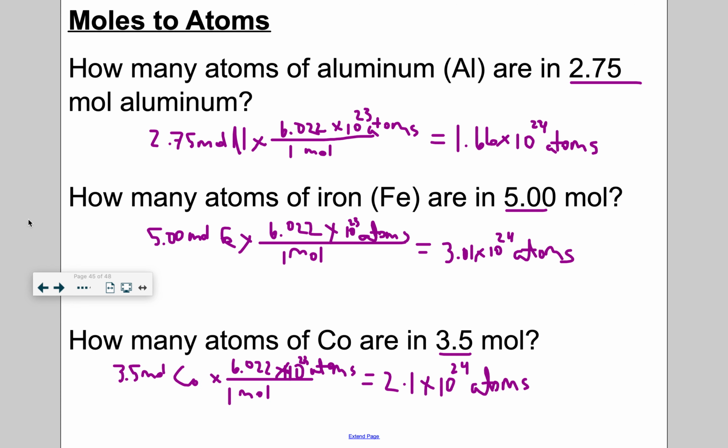All right, so that's going from atoms to moles and moles to atoms. The next time I see you, we will talk about going from grams to moles to atoms and atoms to moles to grams. So that's going to set up 2 conversion factors. Everything we've done so far is just one conversion factor: moles to atoms, atoms to moles, or moles to grams, grams to moles. All right, bring your questions if you have them.